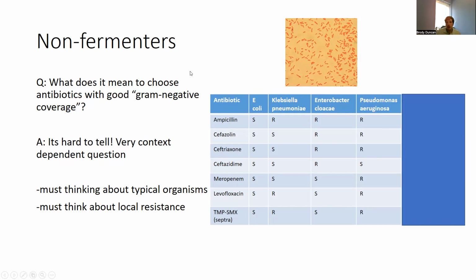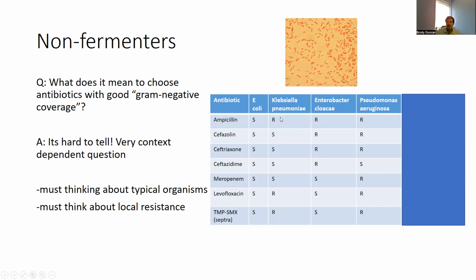This gets even more complicated if you want to cover Pseudomonas, because you can see that this patient's Pseudomonas has resistance to almost everything except for ceftazidime. I think some doctors get confused and think, oh, meropenem is in general a broader antibiotic than ceftazidime, so it must always be better for all bacteria. But that's not the case. We see Pseudomonas aeruginosa all the time that is susceptible to ceftazidime and resistant to meropenem.